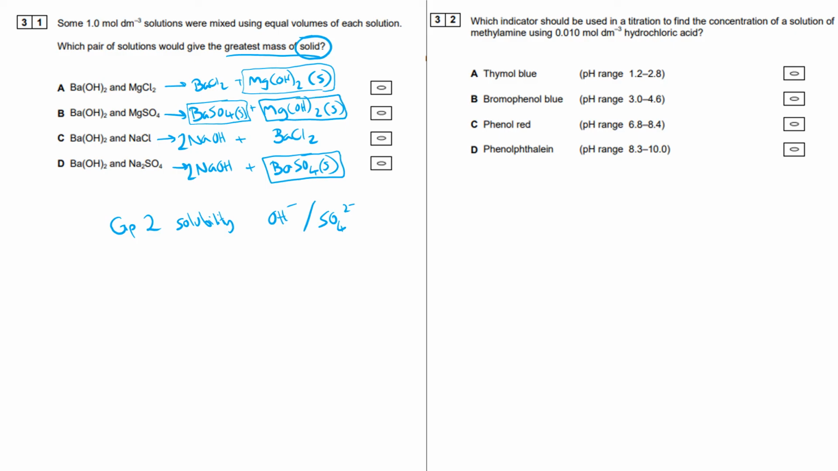All of the other chemicals that are produced are aqueous. So barium chloride you should know is aqueous. You can get solutions of barium chloride. Sodium hydroxide is aqueous. I'm sure you've dealt with sodium hydroxide solution many times. So which one produces the greatest mass of solid? It's answer B, because both of the products are precipitates.